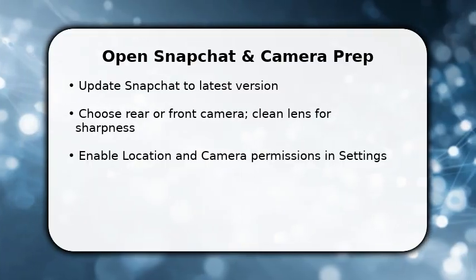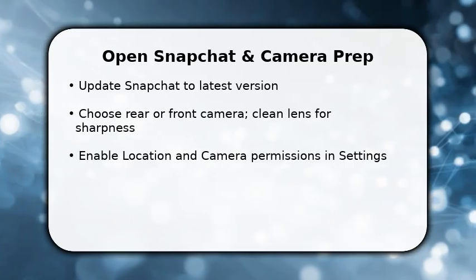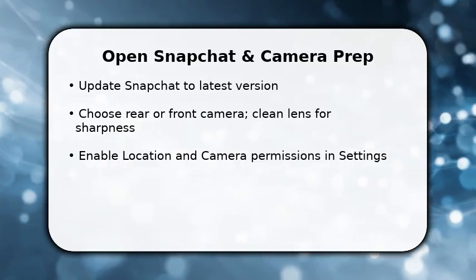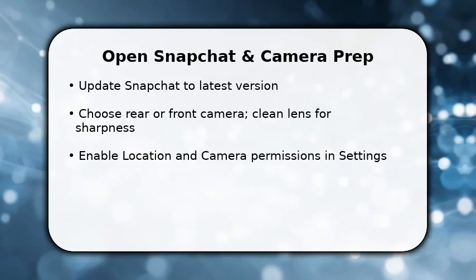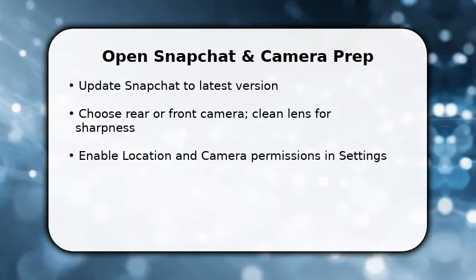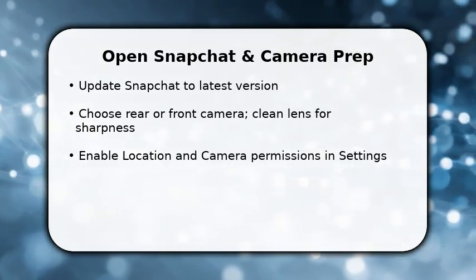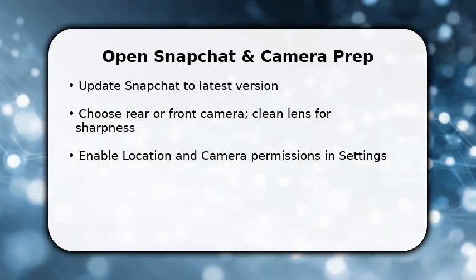You start by opening Snapchat and getting the camera ready. This is where portrait mode begins. Make sure the app is updated and camera permissions are granted so features load correctly. Once done, choose rear or front camera depending on your subject.